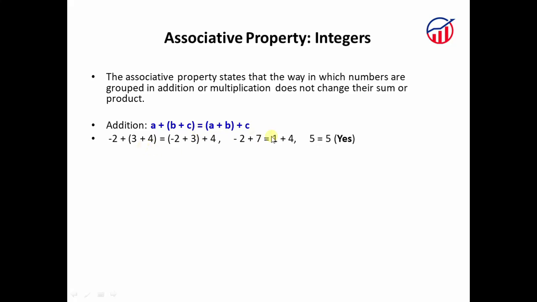So when you solve this, you get negative 2 plus 7 and on the RHS 1 plus 4. So this is 5 on the LHS, 5 on the RHS, hence you would call this associative property closed for addition for integers.